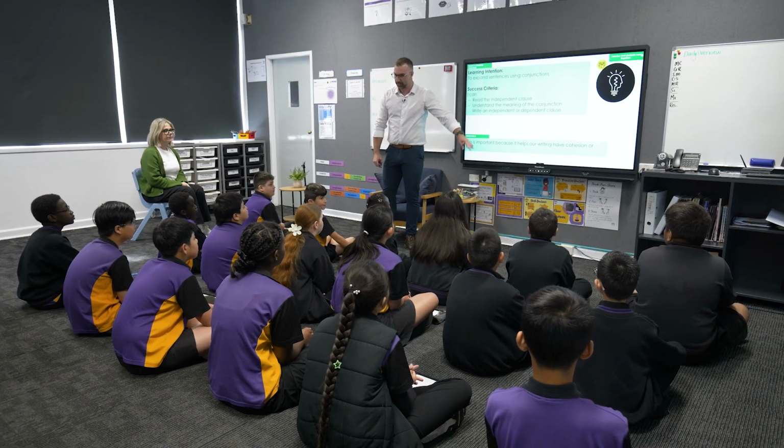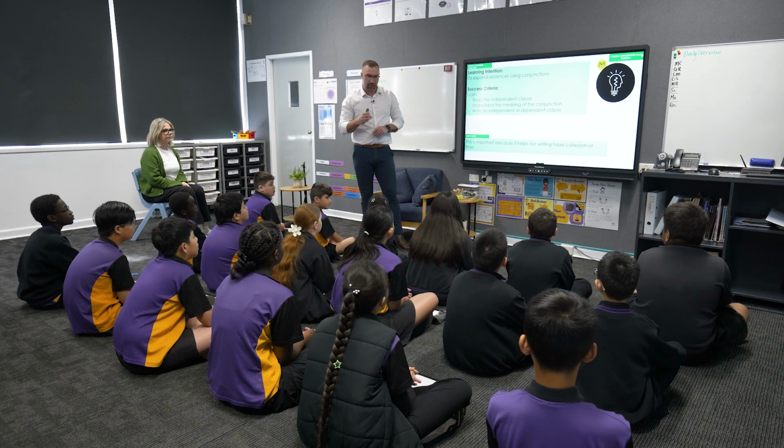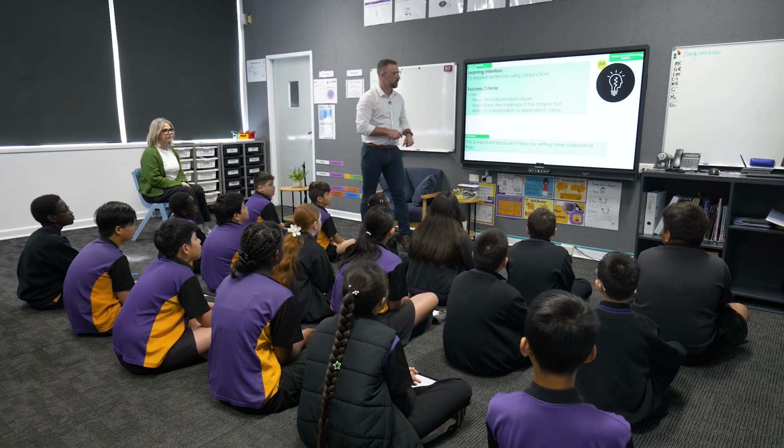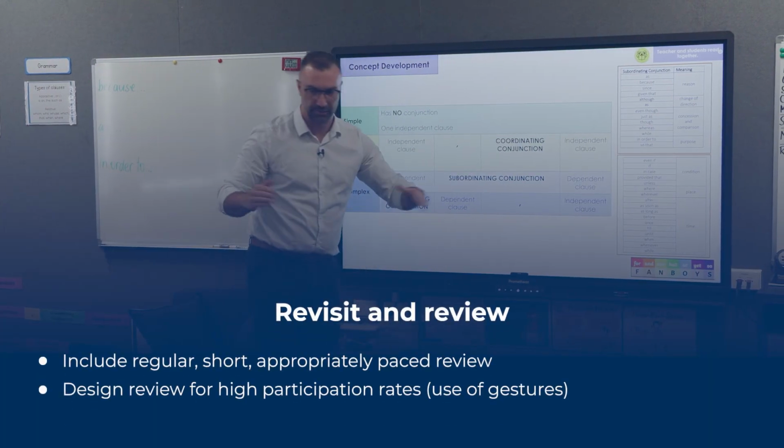And why is this important? This is important because when we actually go to do our writing later on, we're going to make sure that our writing flows and has cohesion. Okay? So, we are going to do some of our hand actions.